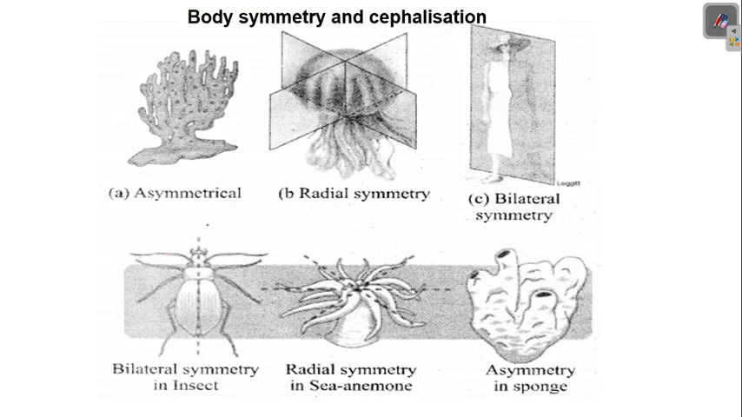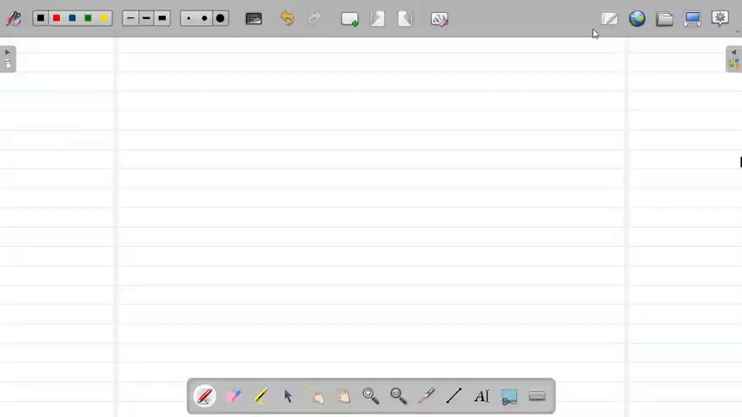Starting with what? Starting with cephalization and body symmetry. Now, let me start with cephalization. With this, I want to summarize it and show you basically what we're going to be dealing with. Right? Where's my whiteboard? Yes. So it is cephalization and body symmetry. What is this?